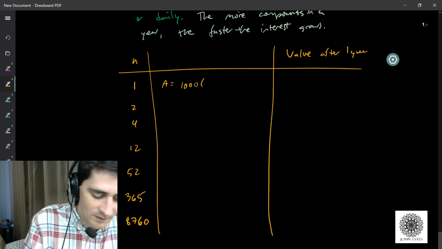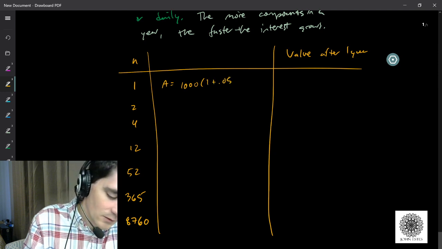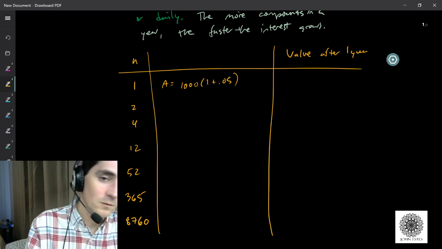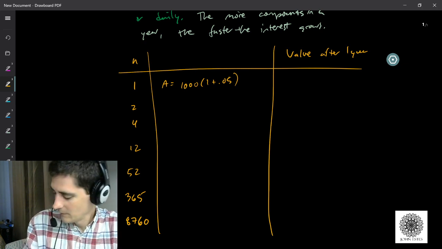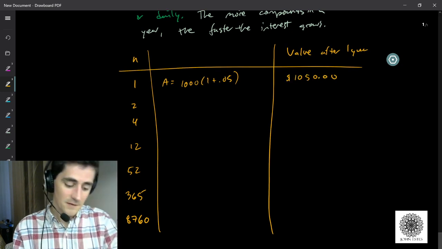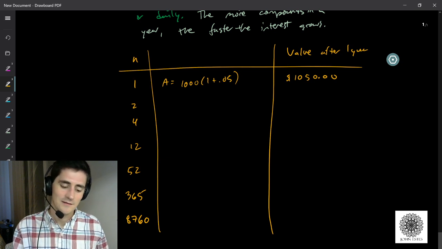So if I only compound it once, and here we're compounding after 1 year, so in this case, n is 1, t is 1. And if you do that, compounding annually, you get $50. I mean, that's not bad, right?